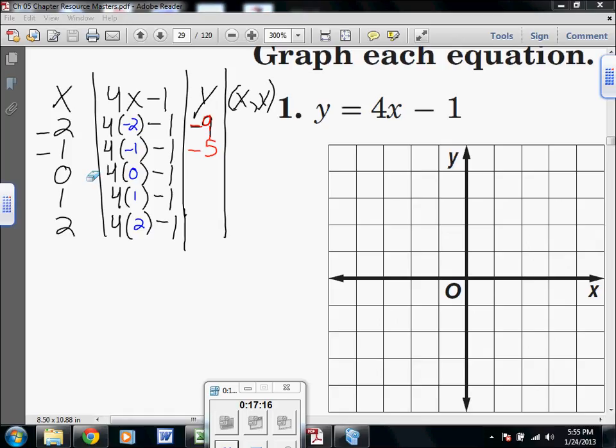Then the next one, 4 times 0 is 0. 0 minus 1, well that's -1. 4 times 1 is 4, minus 1 is 3, so that equals 3. 4 times 2 is 8, 8 minus 1 is 7, so that's 7. Now just throw them all together. -2 comma -9.